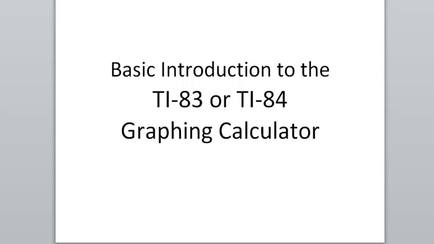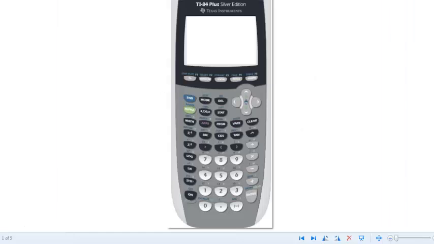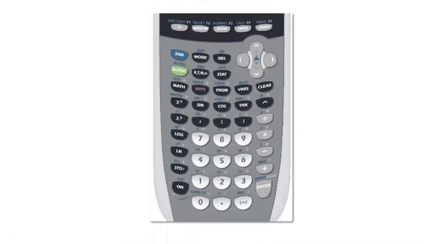So let's first start with just an image of the graphing calculator. And you can see up top that this one is a TI-84 plus silver edition, but again, all editions of this calculator will look exactly the same. So we see the image of the graphing calculator here. What we're going to start with is just the keys. So we're not going to focus on the screen up top here. We're going to focus on the keys down here at the bottom.